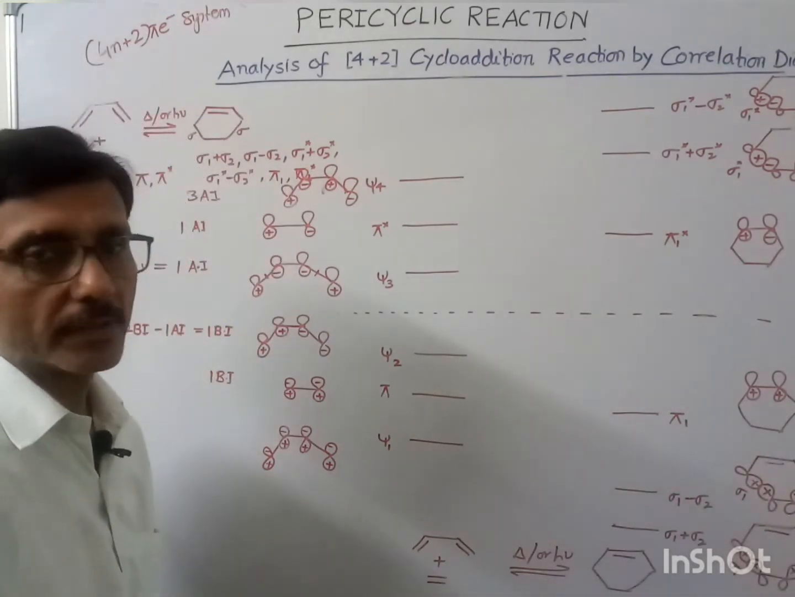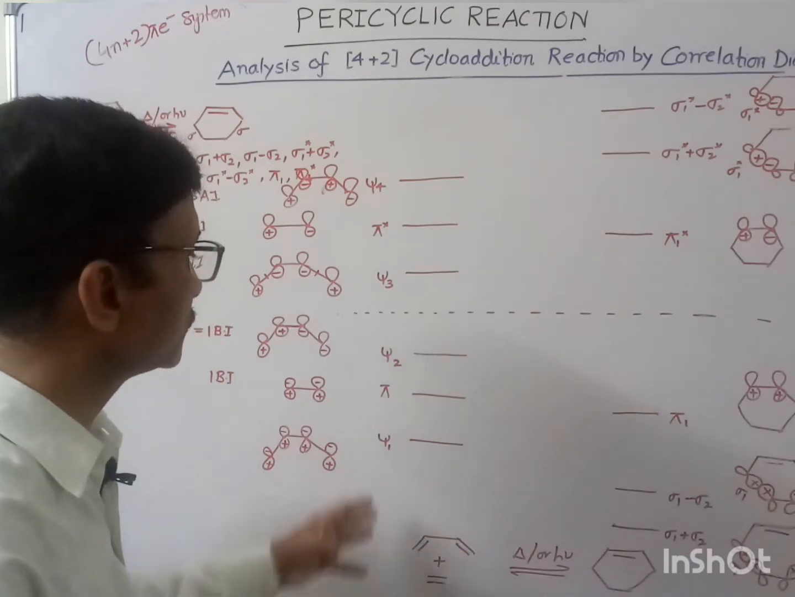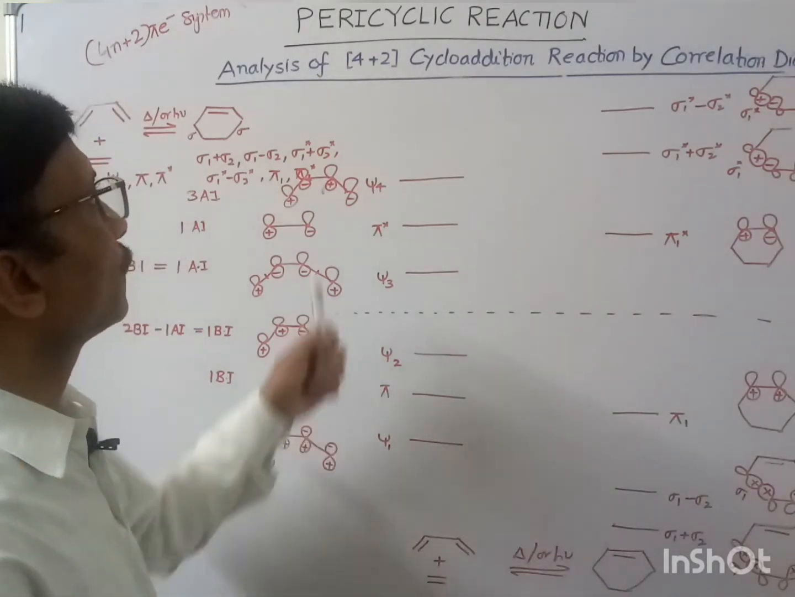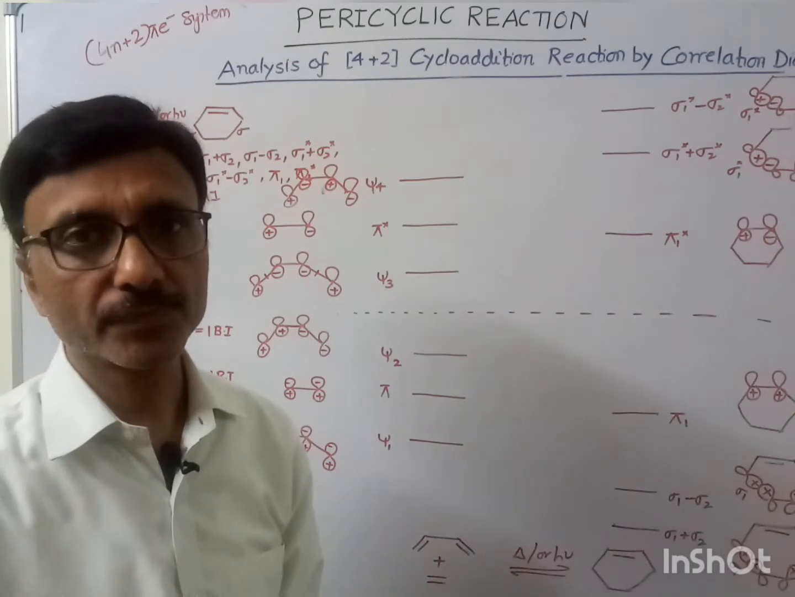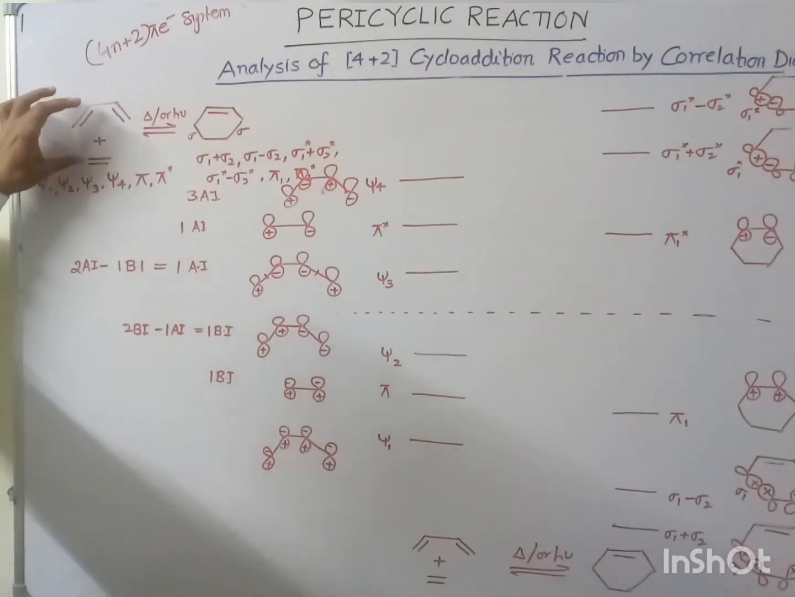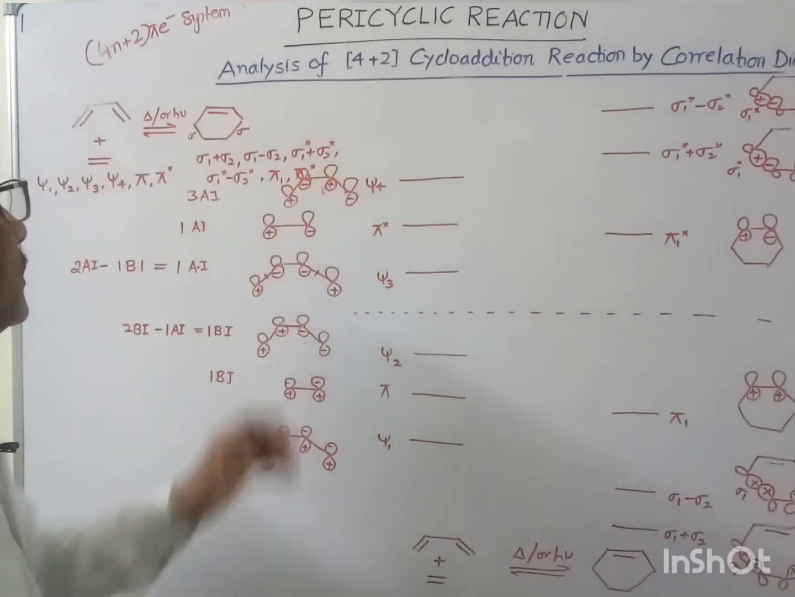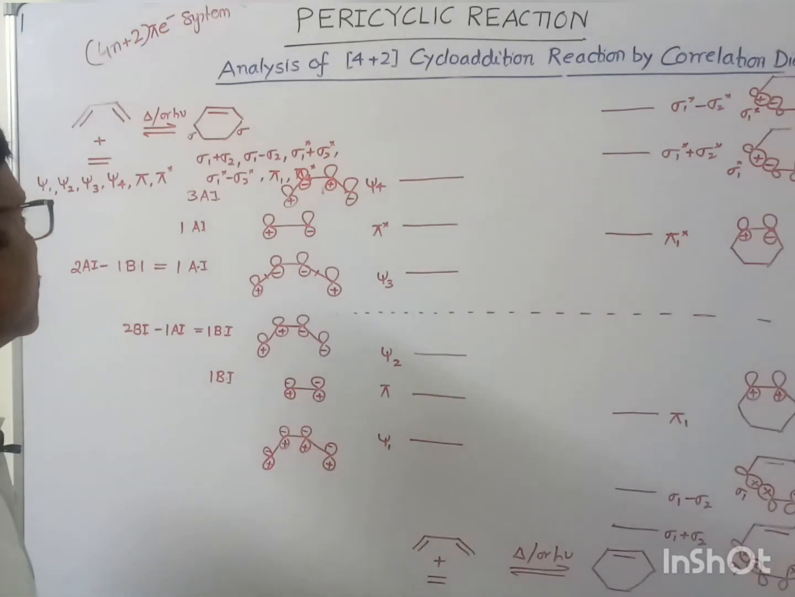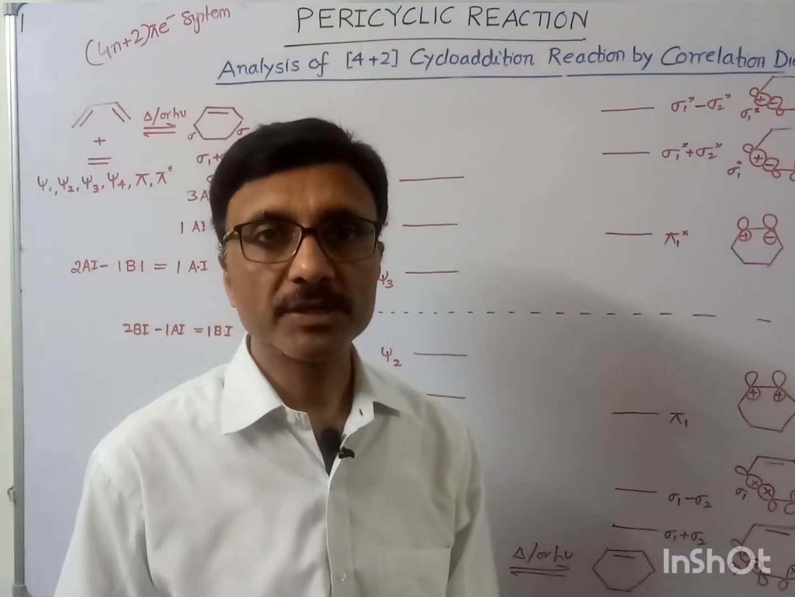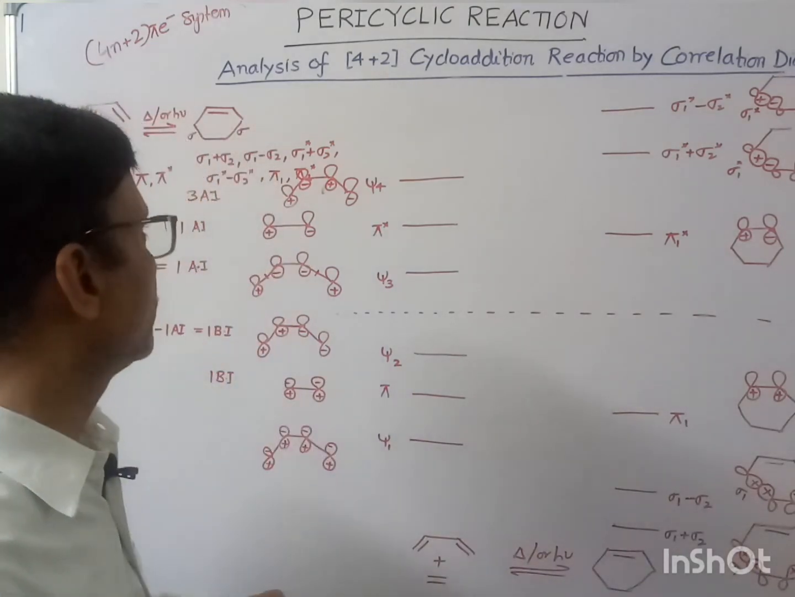For this we should write the symmetries of these molecular orbitals. Now in my last lecture on 2 plus 2 cycloaddition reactions, when I took the example of 2 ethene systems giving cyclobutane, the symmetries present were the mirror plane symmetries: the vertical mirror plane symmetry, and another was the horizontal mirror plane symmetry.